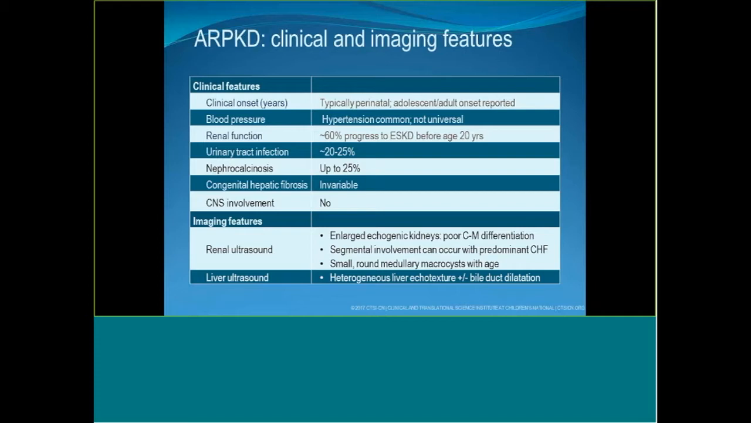I showed you an image of the ultrasound in these kids, and they can have small round macrocysts that you see with age. The liver, you can see changes in the echotexture of the liver. They can also have bile duct dilatation. And I should mention, I was going to ask you what the long-term outcome of the liver disease is.